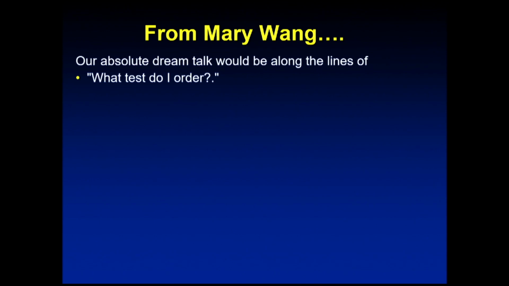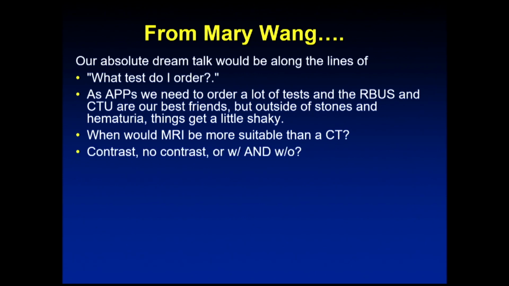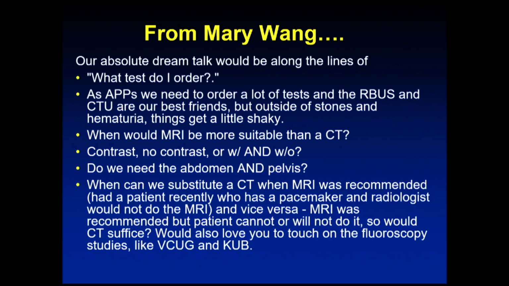And this is, of course, an issue for clinicians of all stripes, and said that we order a lot of tests, the renal bladder ultrasound and CTU being our best friends, but outside of stones and hematuria, sometimes things are confusing. When is MR better than CT to perform? Should we give patients contrast? Many patients cannot get contrast. Should we do a study with contrast, without contrast? Do we always need the abdomen and pelvis? And when can we substitute studies?